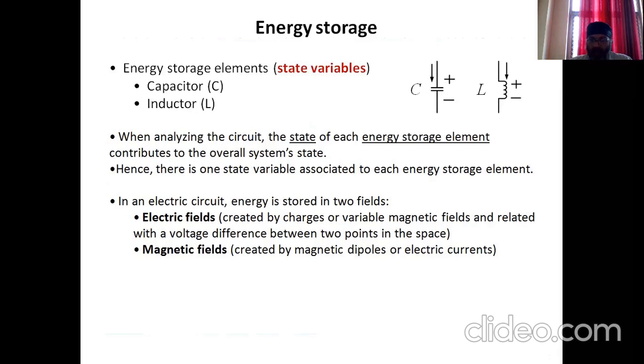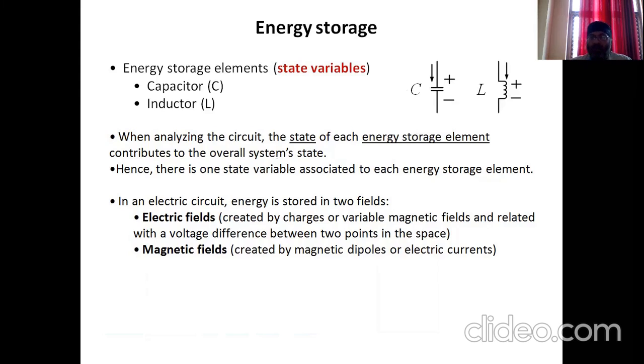So there are two passive elements actually used in power electronics: capacitance, denoted by C, and inductance, denoted by L. Using these two components, we can store energy. We can store electrical energy in a capacitor and magnetic energy in an inductance. So these two are also called state variables. We need to find these out when we analyze the circuit.